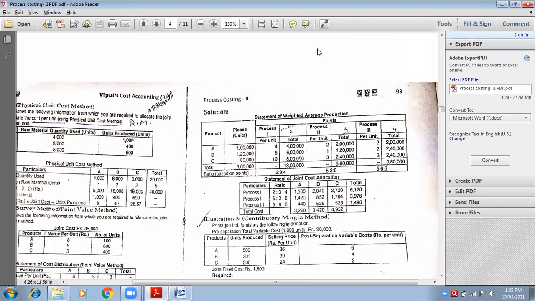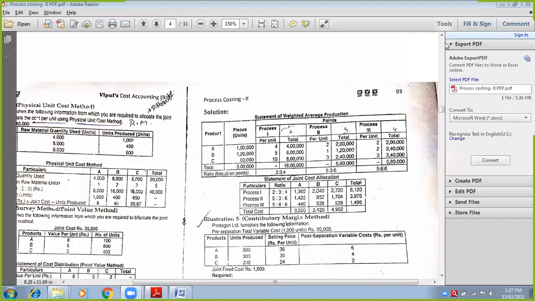Yes, ma'am. Yeah, do it. I'm giving you 2-3 minutes to copy down. Are you done now? No, ma'am, just 1 minute. Okay, do it. Yes, done with this question, weighted average method. Okay, have you written the solution part?